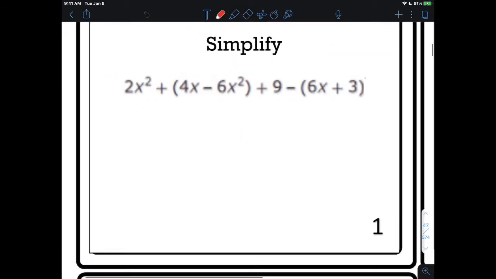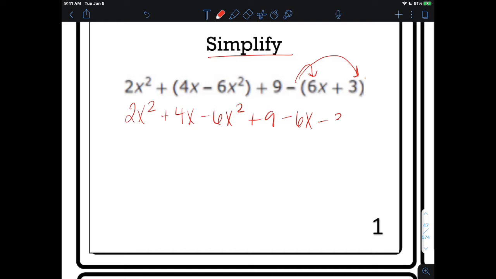So first one, they just want us to simplify, meaning combine like terms. So here I have 2x squared plus parentheses and then a whole bunch of other things. So this plus parentheses, since there's no number there, I can assume that that's 1. So 2x squared plus 4x minus 6x squared plus 9. And then this negative, I'm going to distribute like it was a -1 because it is.